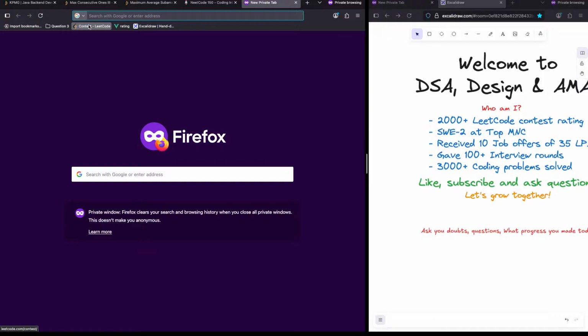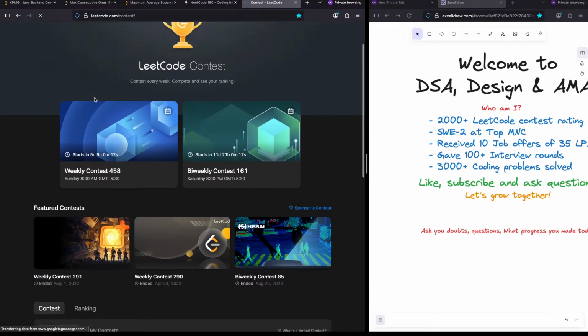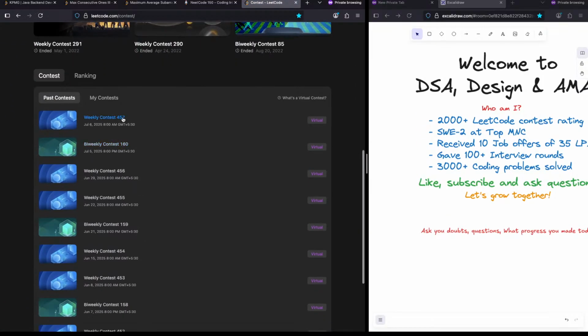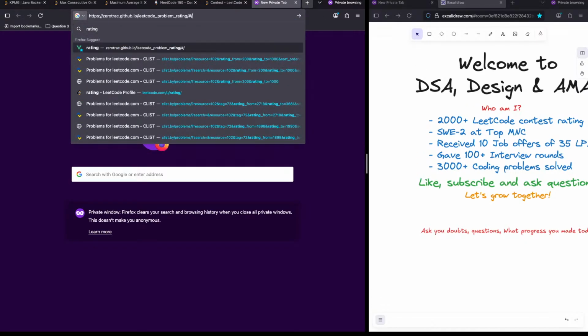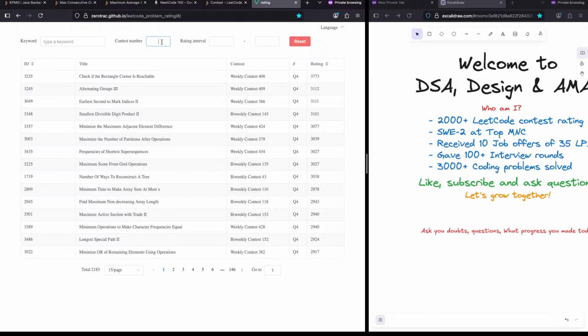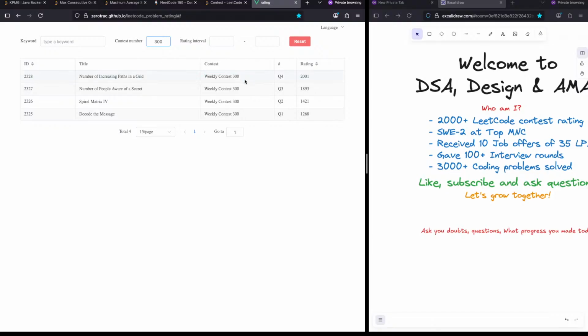So what I would suggest is, don't start with the current LeetCode contests because these are way harder. There is this website called rating, right? Go to this and put contest number 300, right? Now in this, you start solving the first three. That should be your aim. So you solve the first one. I believe you should be able to do the first two at least, right? If you're not able to do the second one, that is okay.